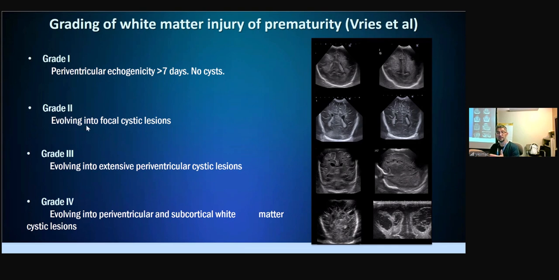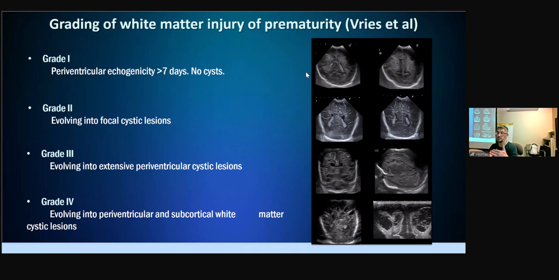Grade 2 is evolving into focal cystic lesions. Here we start seeing some cystic changes. Grade 3 is evolving into extensive periventricular cystic lesions, not focal, but extensive. So just like this one. And grade 4 is evolving into periventricular and subcortical white matter cystic lesions, more extensive cystic lesions, involving both the periventricular and also the subcortical white matter. So this is the classification system.